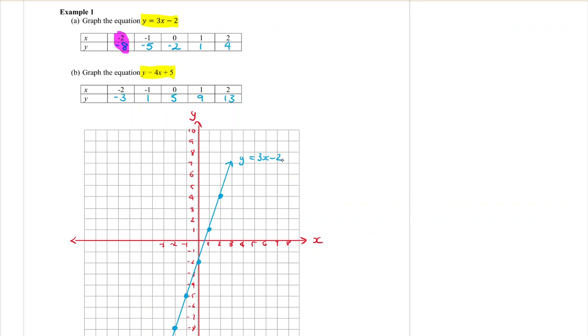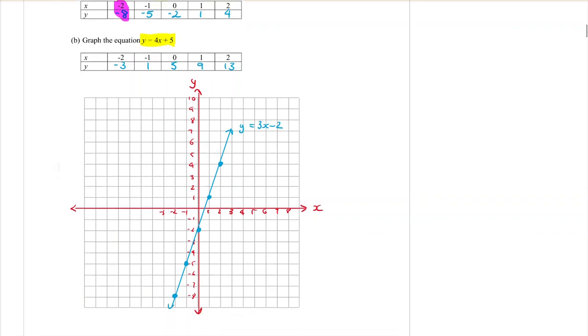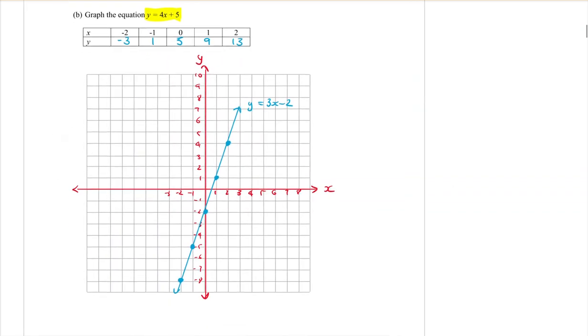I'm going to change colours now, and I'm going to do the second graph in green. So my second equation is y equals 4x plus 5. Starting at the beginning of the table, at minus 2, y is minus 3. So minus 2 on the horizontal axis, go down to minus 3 and put a dot. Next one, minus 1 on the x to positive 1. Then 0 in the middle goes up to 5. And 1 goes up to 9.